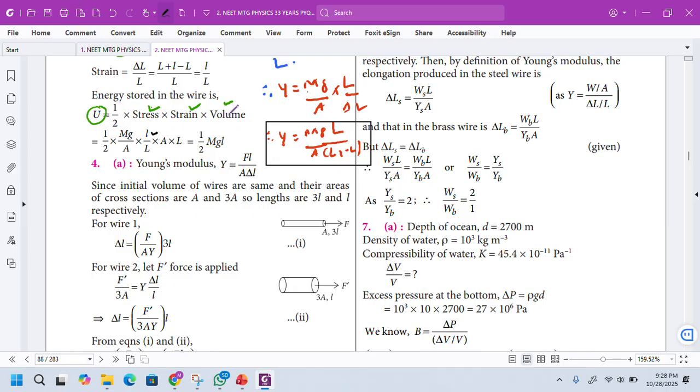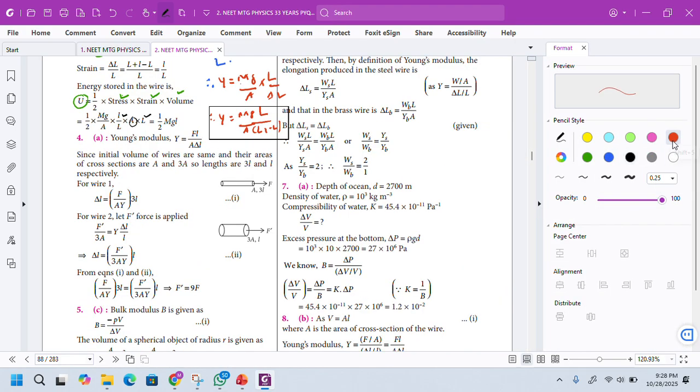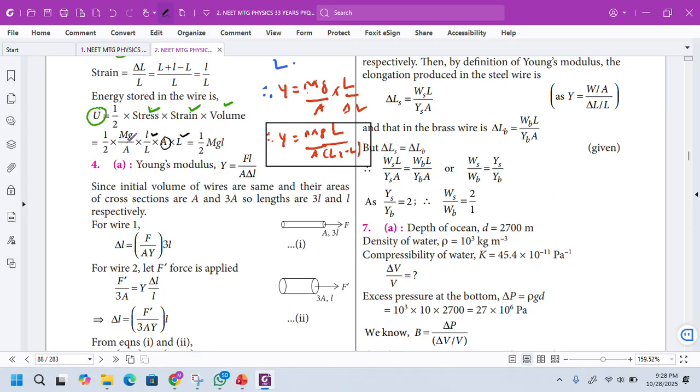Then what is volume? Volume we know: area of the wire multiplied by the length of the wire gives the volume, dear students. Now I will substitute all the values, stress and strain, here. It is 1 by 2, and the stress I already calculated, mg by A.